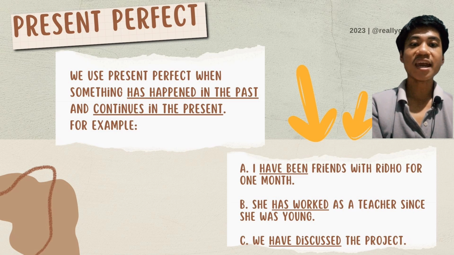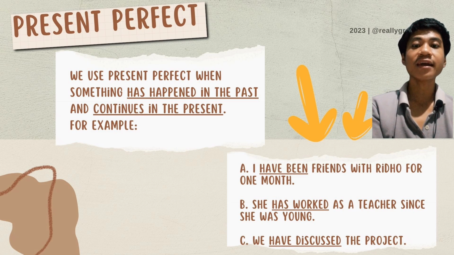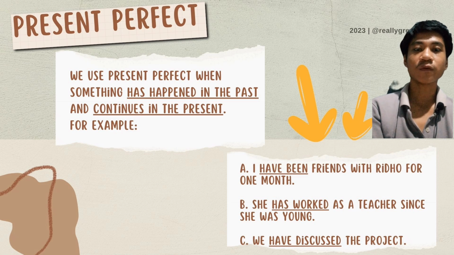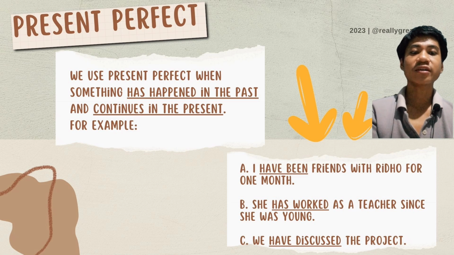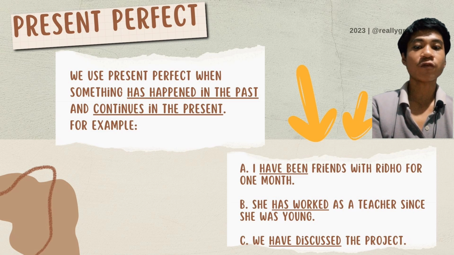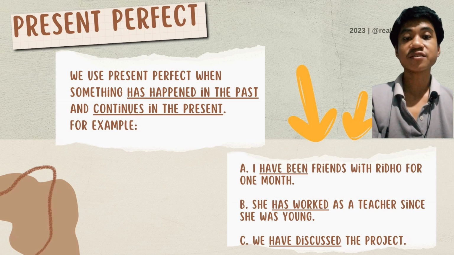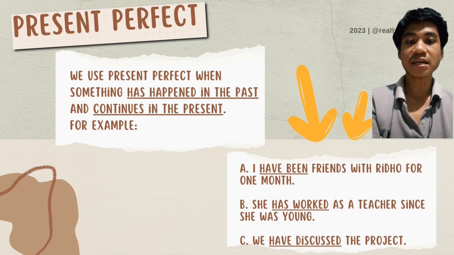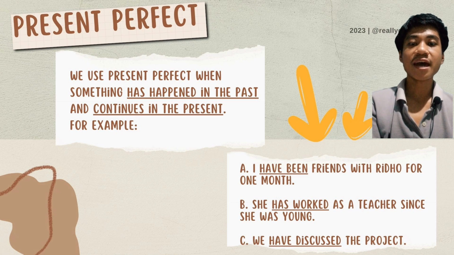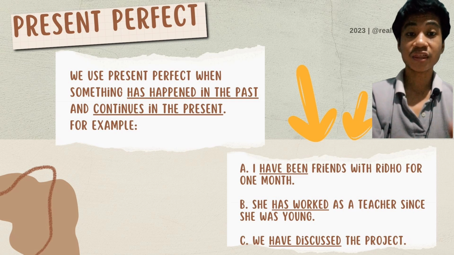For the statement A, it indicates that I am still friends with Rido, and we started to do it last month. And for B, she is not retired from the job and she started doing it at a young age. And for C, the act of discussing the project is finished. Consequently, we can do another thing.